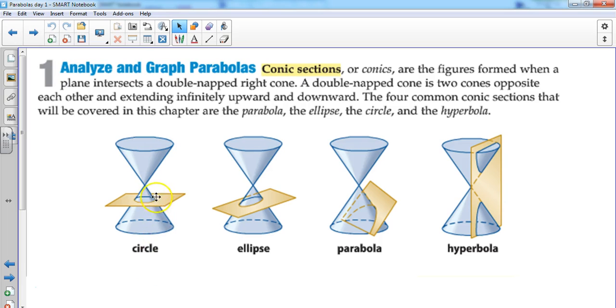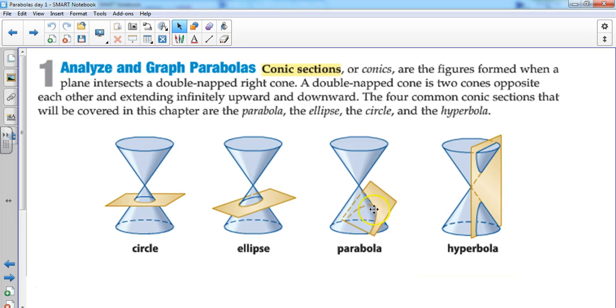Okay, when you slice here parallel to the base, you get a circle. Make sense? Okay, just slice that thing off, you get a circle. If you slice at an acute angle to the base, though, you get an oval or an ellipse, okay? So when you're in kindergarten and your teacher says, what shape is this? And you said oval, it was really an ellipse.